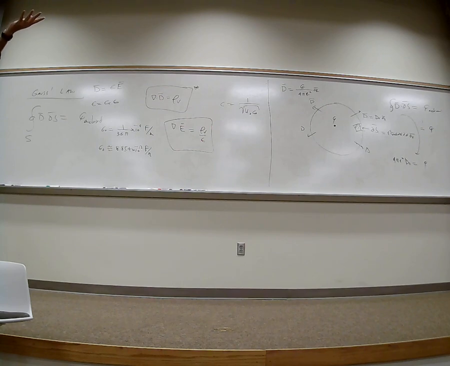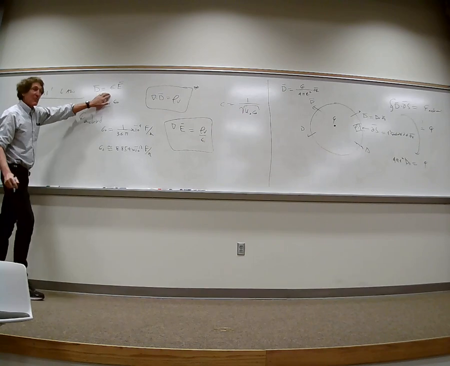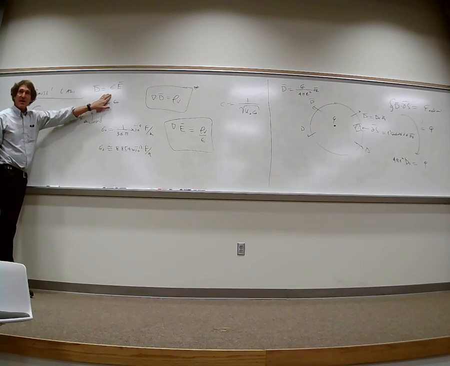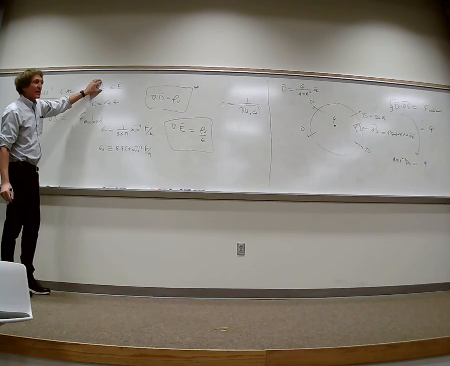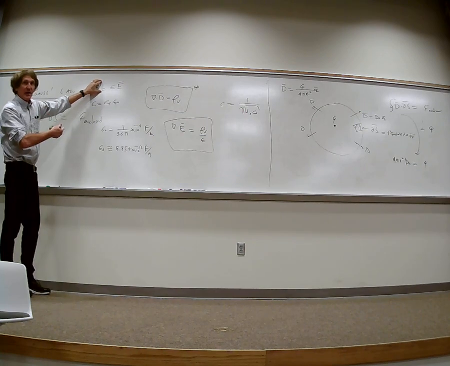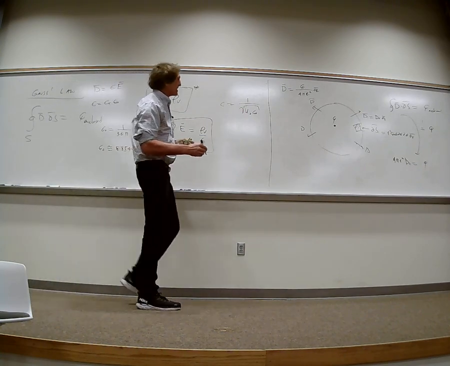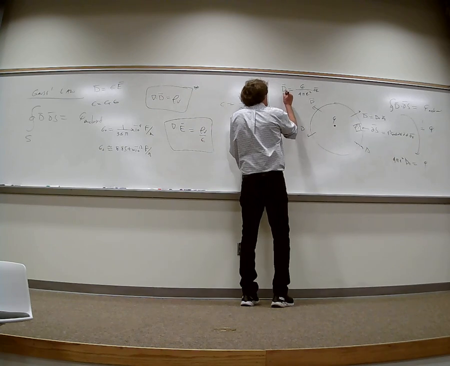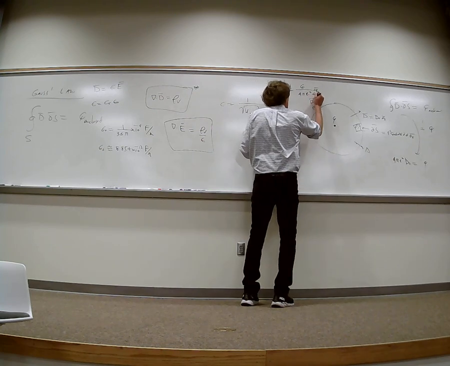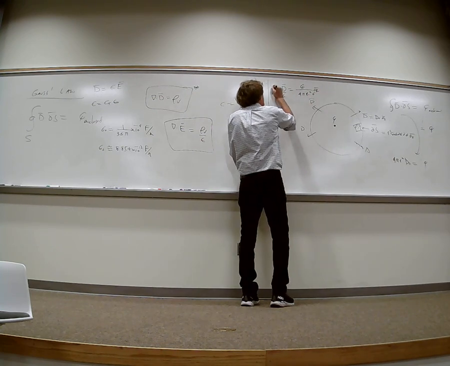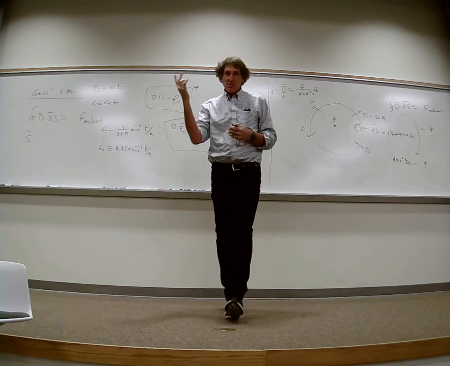Guys, can you read? My writing's bad, but it's not that bad. Can you all read it? If we have D and we want E, what do we do? Divide by epsilon, right? The permittivity, that's it. So if we wanted the E field, that's the E field. Now, just showing the relationship.